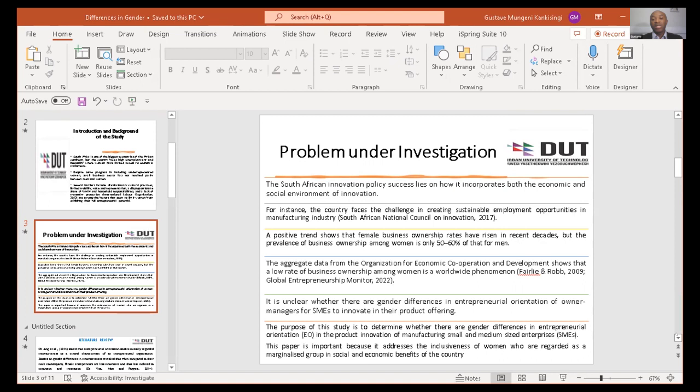It is then not clear whether there are gender differences in the entrepreneurial orientation of owner managers of SMMEs, or small and medium enterprises, to innovate in their product offering. So the purpose of this study is to determine whether there are gender differences in entrepreneurial orientation in the product innovation of manufacturing small and medium-sized enterprises. This paper is important because it addresses the inclusiveness of women, who are regarded as a marginalized group in the social and economic benefit of the country, especially in the context of South Africa and Africa.